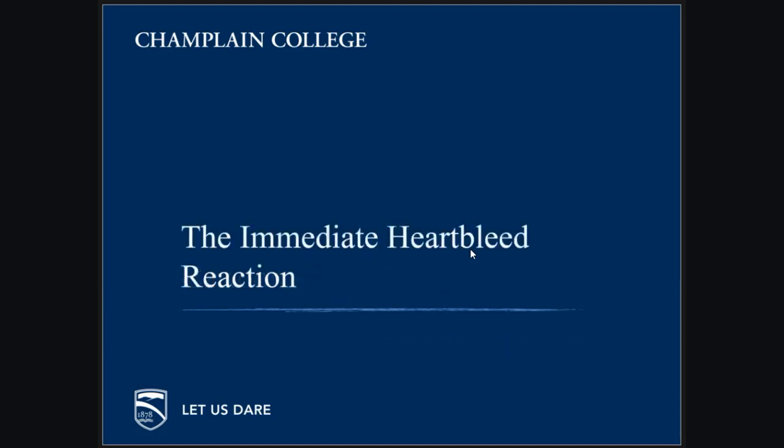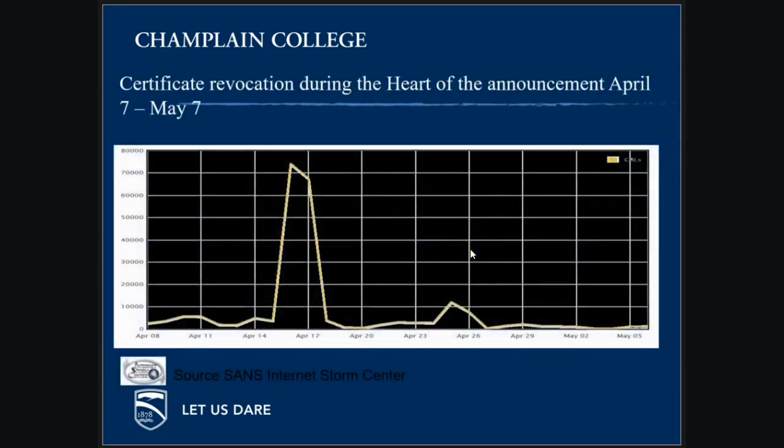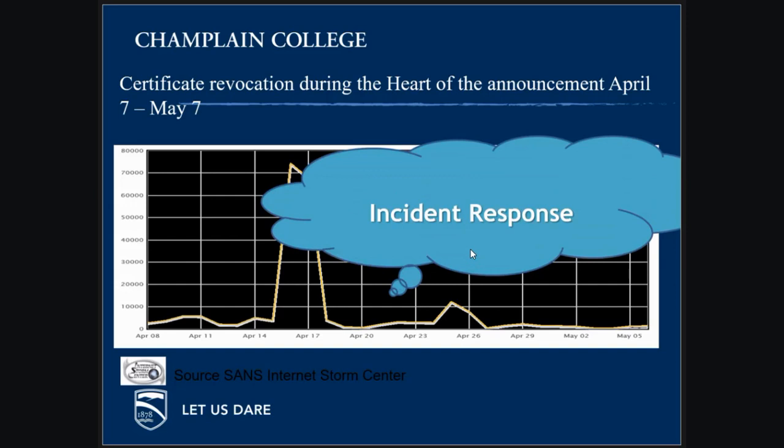What was the immediate reaction once the information was released by Google that this was out there? Certificate revocation during the Heartbleed announcement, April 7th through May 7th, was the largest revocation of certificates in history, because the potential revealing of private key certificates actually occurred because of the information that could have been in memory. So that was just the initial response.